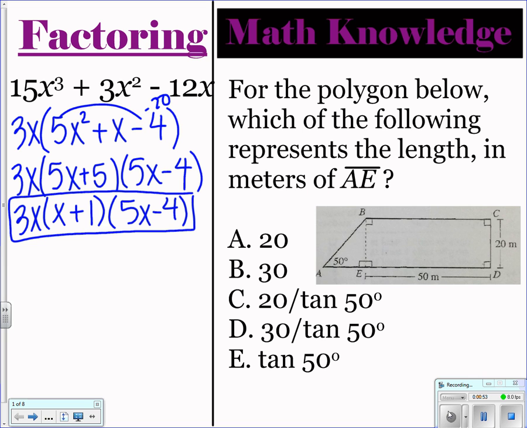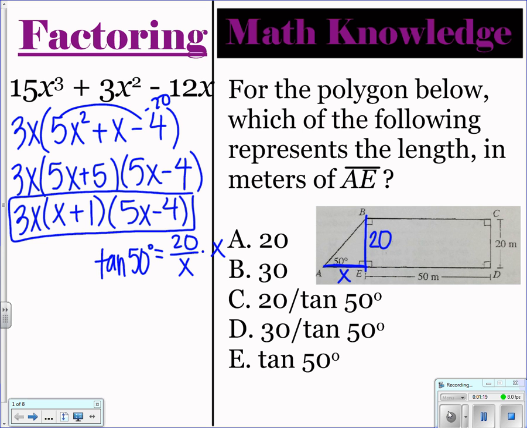Okay, looking at the math knowledge question. We are looking for the length of AE. That is the length that is right here. So we're looking for that value there. Well, they told us that the height of our trapezoid is 20. So we're going to use tangent. Tangent of 50 degrees is going to be 20 over x.